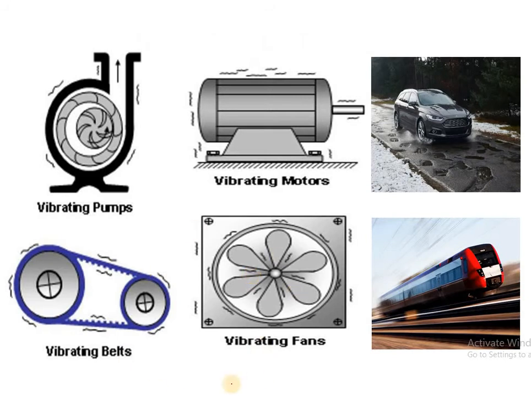So let's have some examples of forced vibration. Here are some examples like pumps, motors, fans, cars, train bells. These are the examples where we can see the forced vibration. Now basically what is forced vibration? As we have discussed in previous videos, these are the vibrations which occur under the influence of external periodic force. Now here are some examples in which we can see forced vibration.